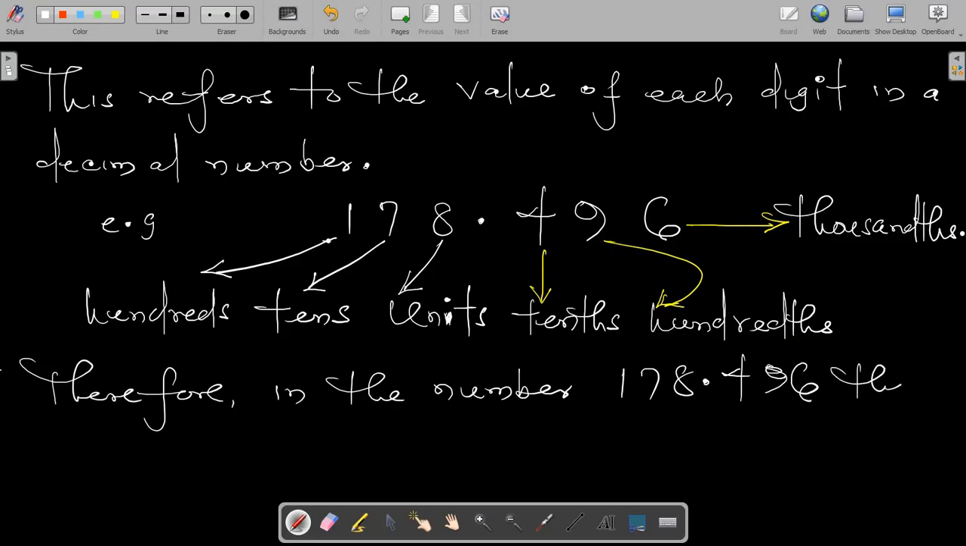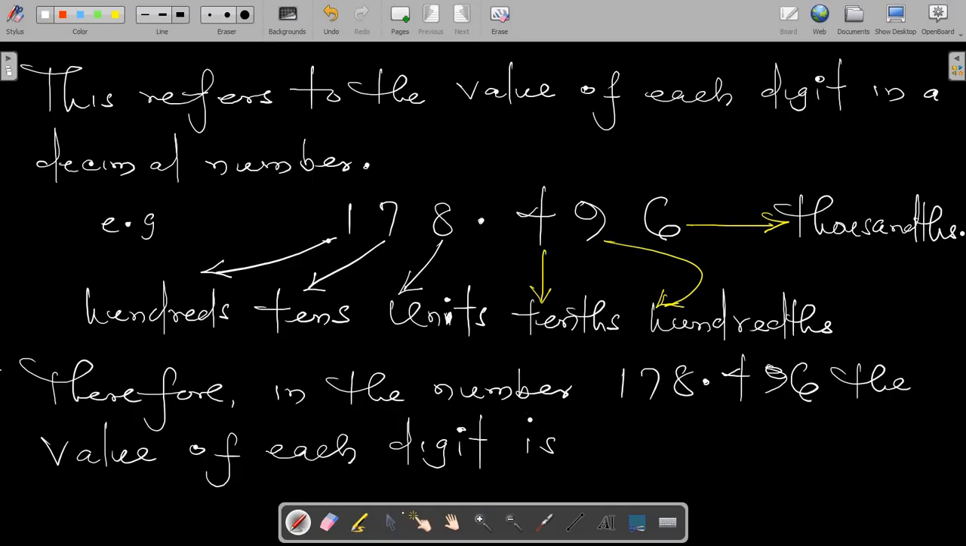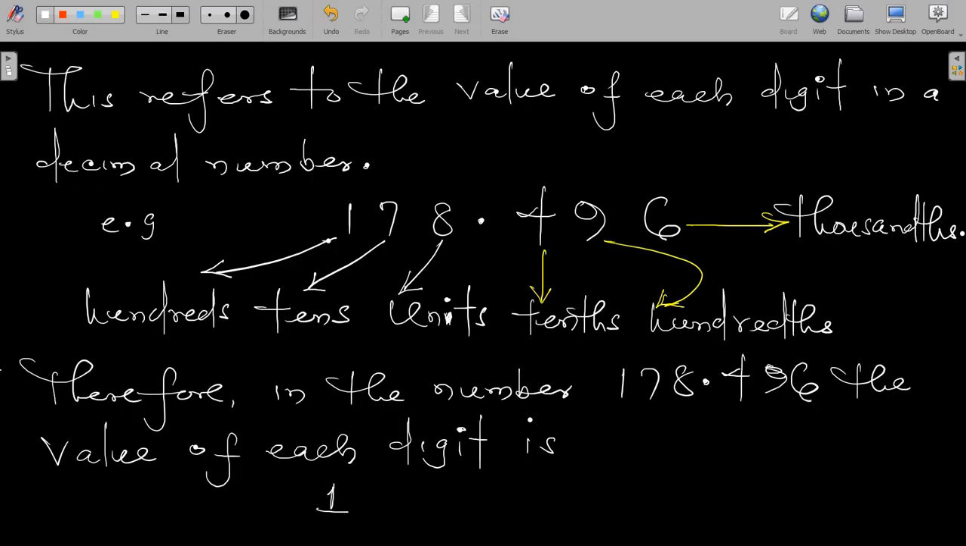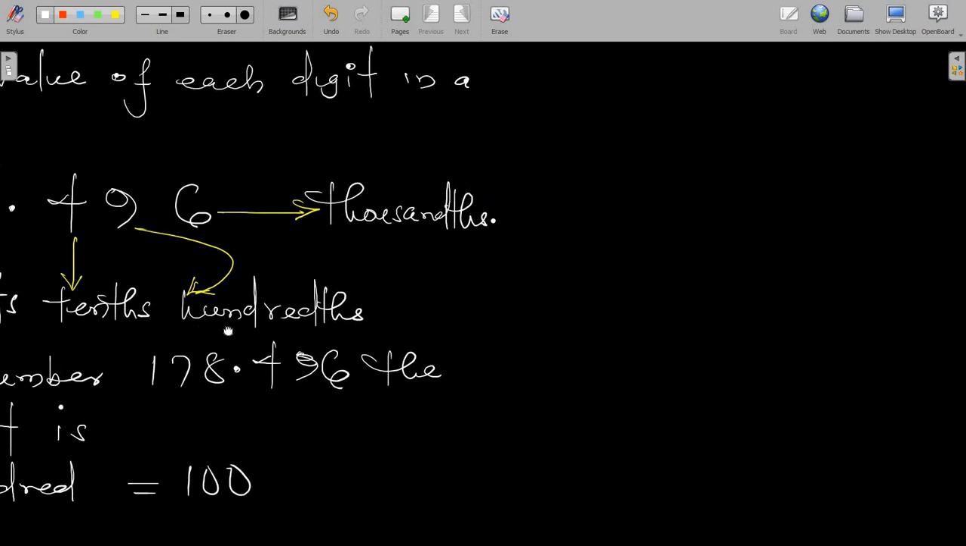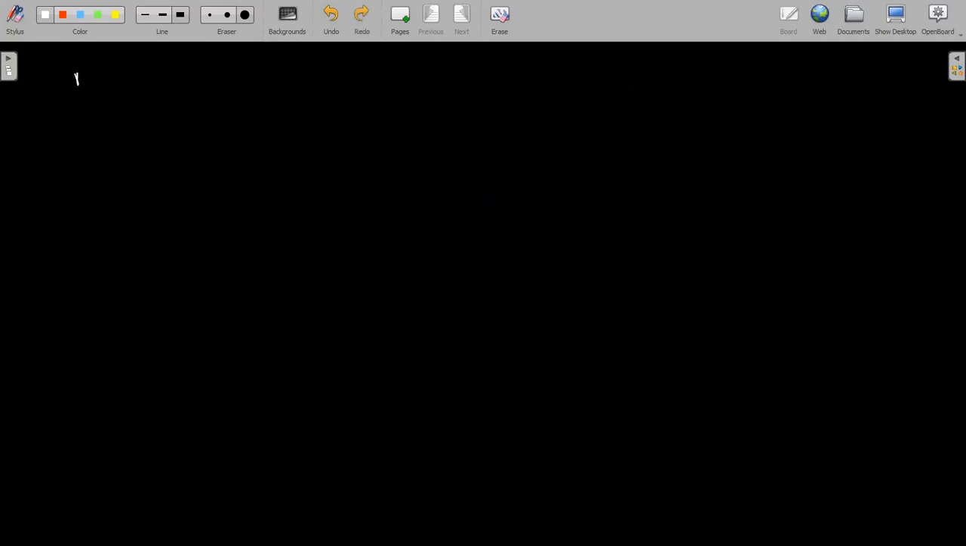the value of each digit is, okay, the one there, 1, we call it 100. So I can write it like this. So let's go. The 7 is 7 tens. So the word tens means 10. That's 7 times 10. We have it to be 70.